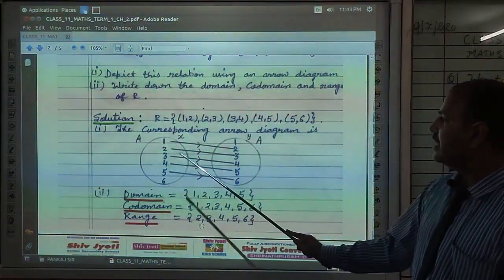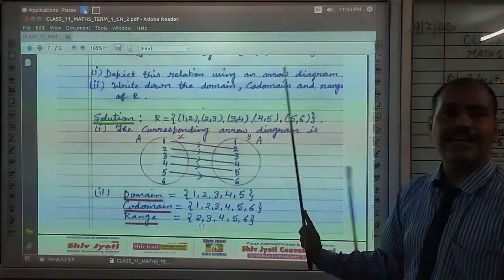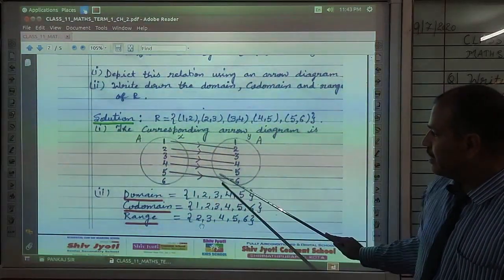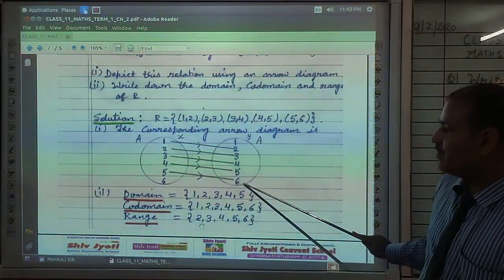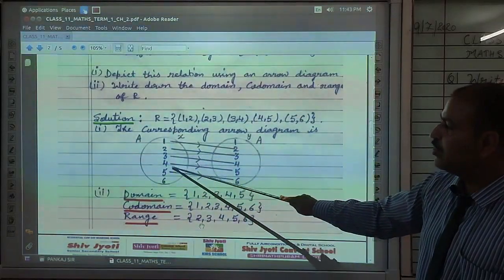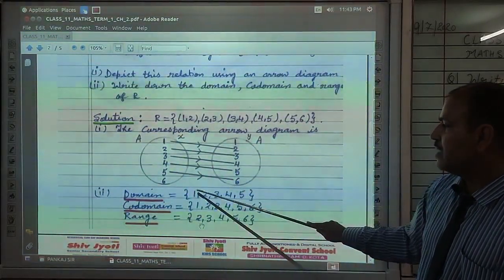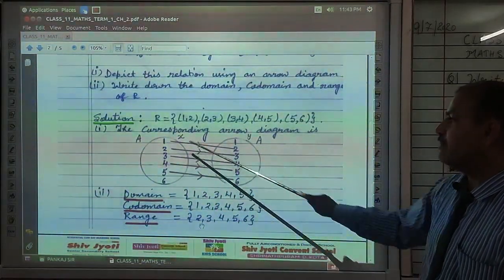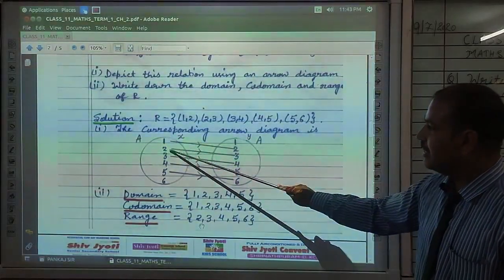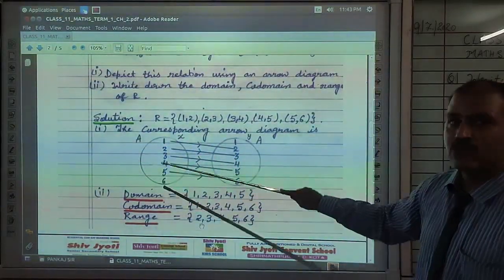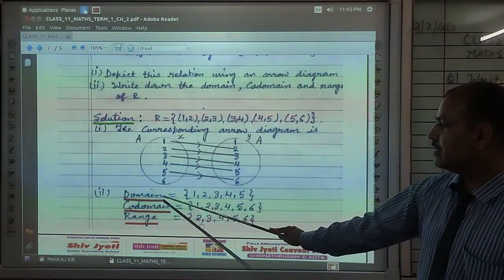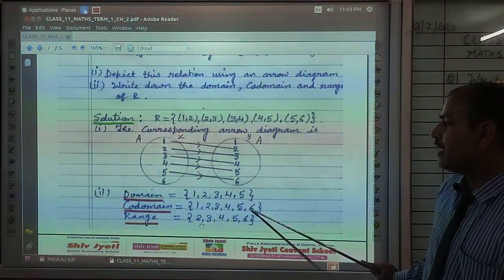Because according to the relation, y is equal to x plus 1. So the last relation is 5, 6. So the domain is 1, 2, 3, 4, 5. Domain is the first element, see the relations. So all the first elements are the domain: 1, 2, 3, 4, 5.